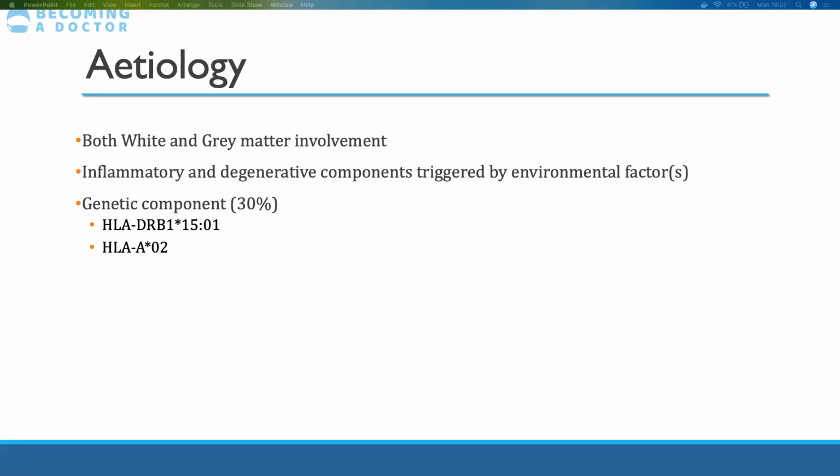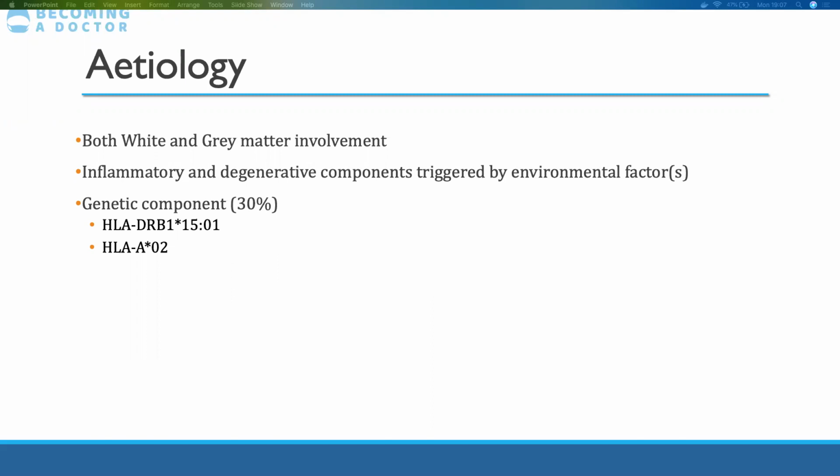And MS has both inflammatory and degenerative components to it, and this can be triggered by environmental factors, which I'll go through on the next page. There's also a genetic component to it, which is said to contribute about 30%.